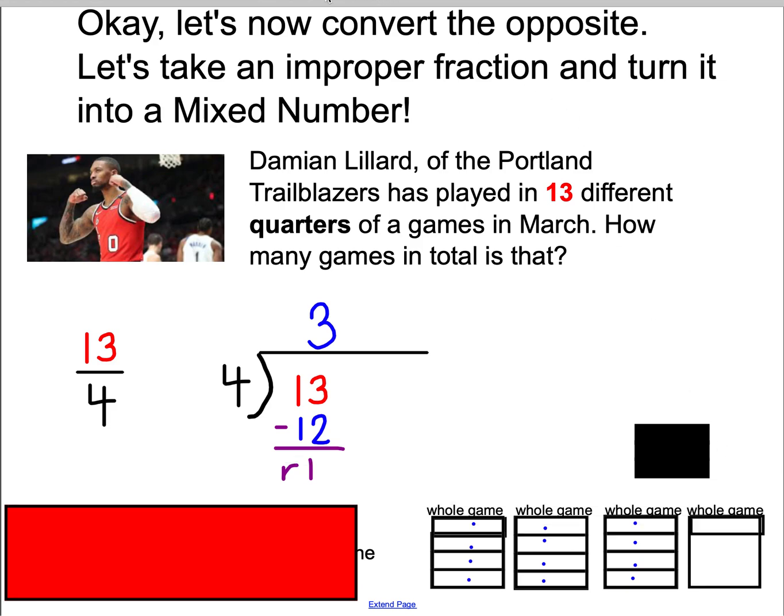So what did he really play? How many wholes did he play? 1, 2, 3 whole games. And then what's the leftover right there? How many? 1. And that's right, the denominator stayed the same. So Damian played 13 quarters, which is exactly the same as 3 whole games with this extra 1/4.